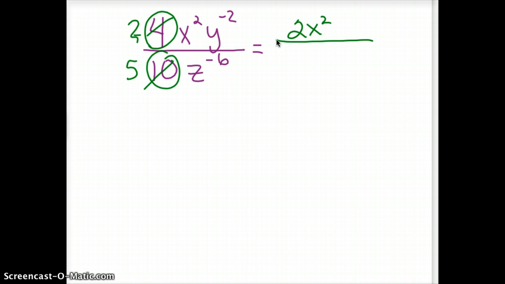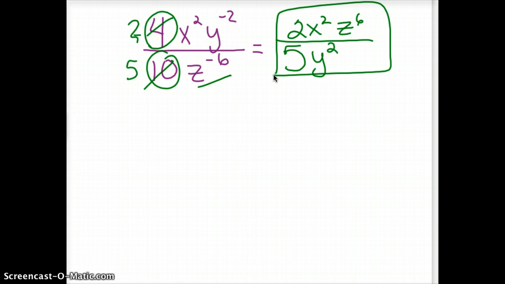y to the negative 2, alert, negative exponent's in the wrong place, we'll put that on the bottom as a positive exponent, y squared. I leave the 5 on the bottom, it has a positive exponent of 1. z to the negative 6, alert, it has a negative exponent, reciprocal, it's going to go on the top as z to the 6. This would be my reduced answer. All right.